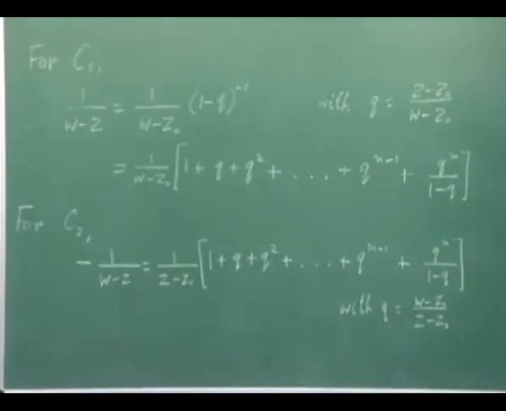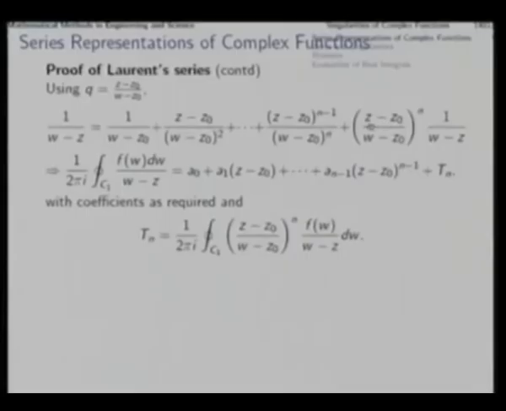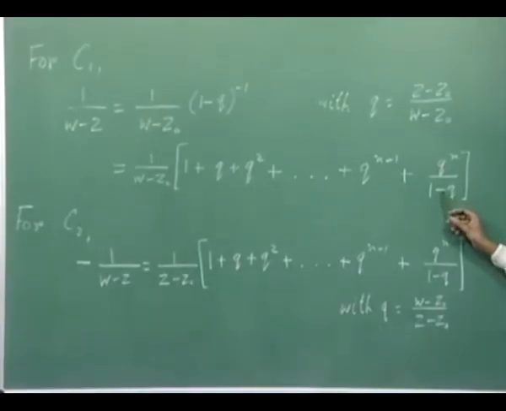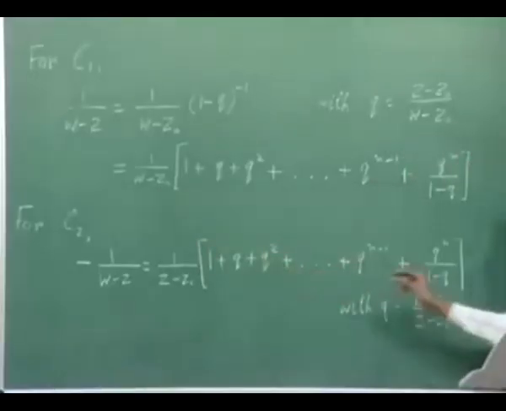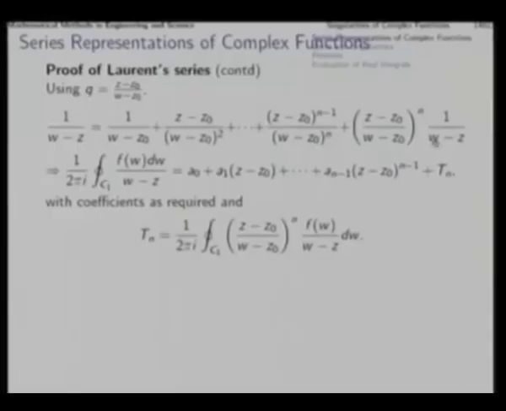Finally, we have this term q to the power n, which is here, into what else, 1 by 1 minus q. But we have already seen that 1 by w minus z0 into 1 minus q happens to be the same old w minus z. That means, by including so many terms here, we have postponed this w minus z, which is now coming here anyway with this factor along with it.